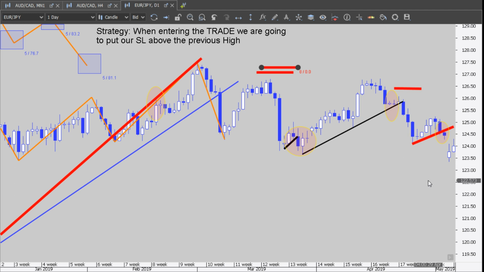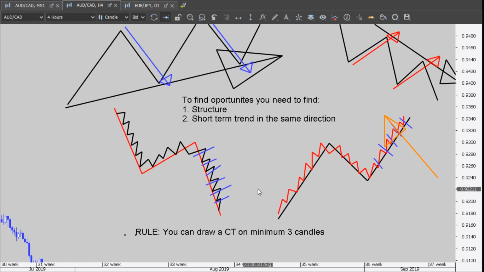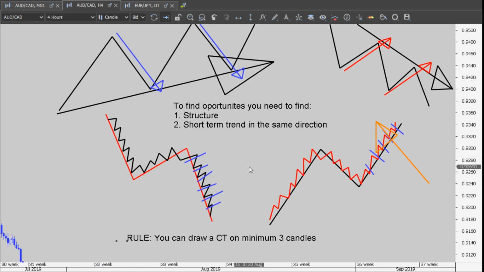Do you need a confirmation time frame? Yes, you need. But today we are learning, Arturo, a technique how to spot trading opportunities using the counter trend lines. Okay, this is what we are learning today. But the answer is yes, you need a confirmation time frame, of course.